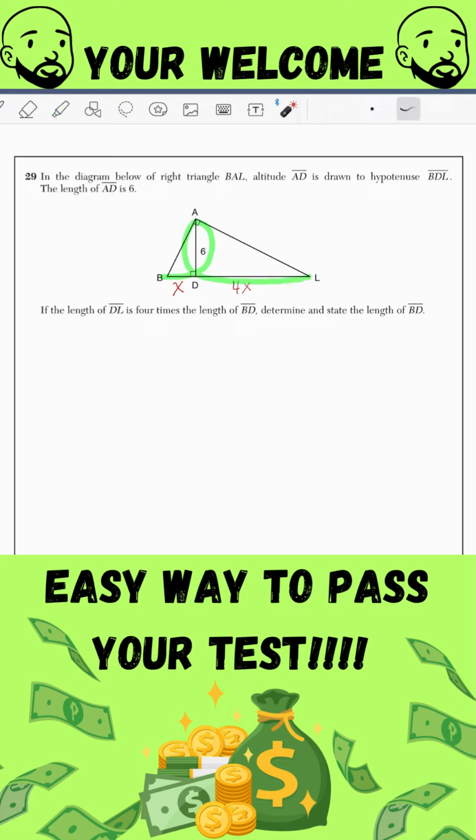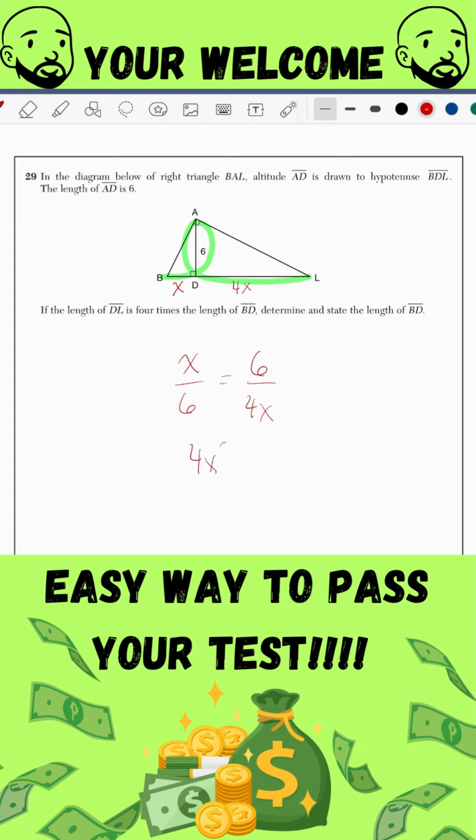You only use this method when the altitude is involved. I'll show you in another video what to do when the legs are involved. Okay, so we're going to do the loop here. x over 6 equals 6 over 4x. Also, with this specific type of question, in the proportion, this diagonal should be the same number. Okay, that's how you know you kind of set it up correctly.